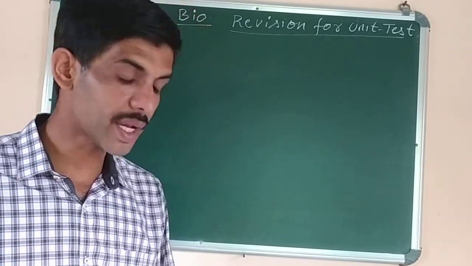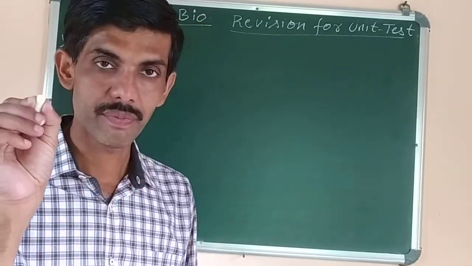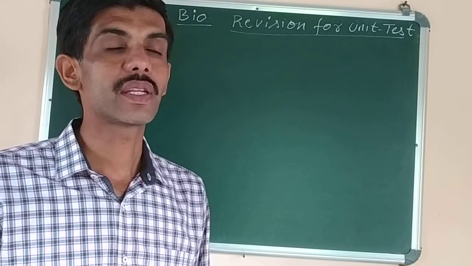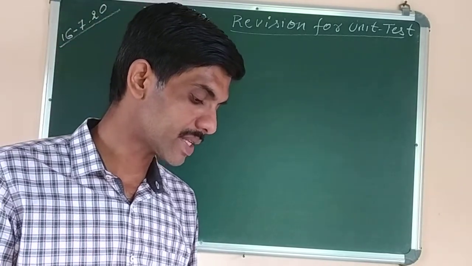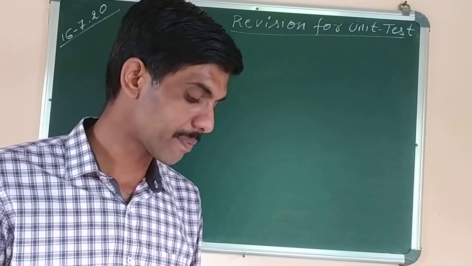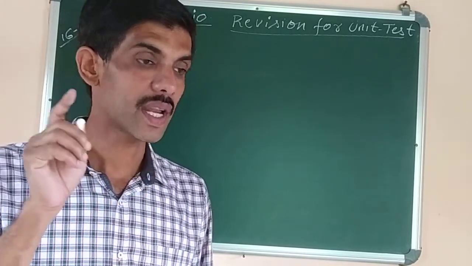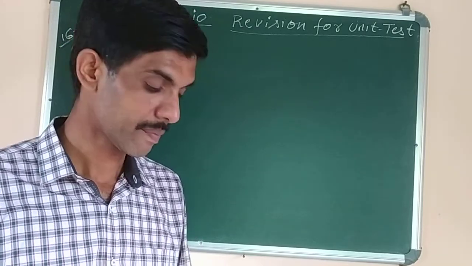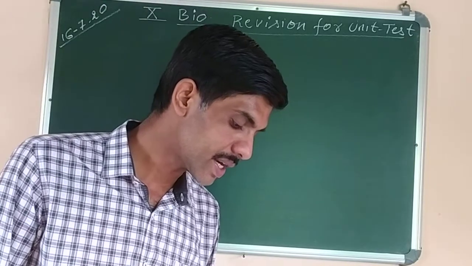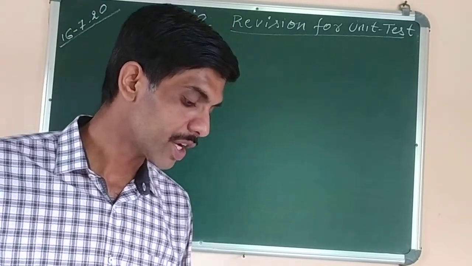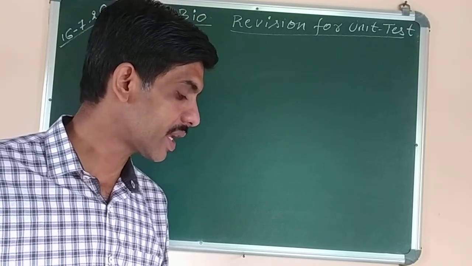Then number D, the physical appearance of genes is called, blank, so the answer is, it is known as phenotype. Number E, color blindness and hemophilia are examples of dash inheritance. So what should be the answer? We will write sex-linked inheritance. Then number F, the difference in inherited genetic constitution in individuals of a species is called, the answer is variations.